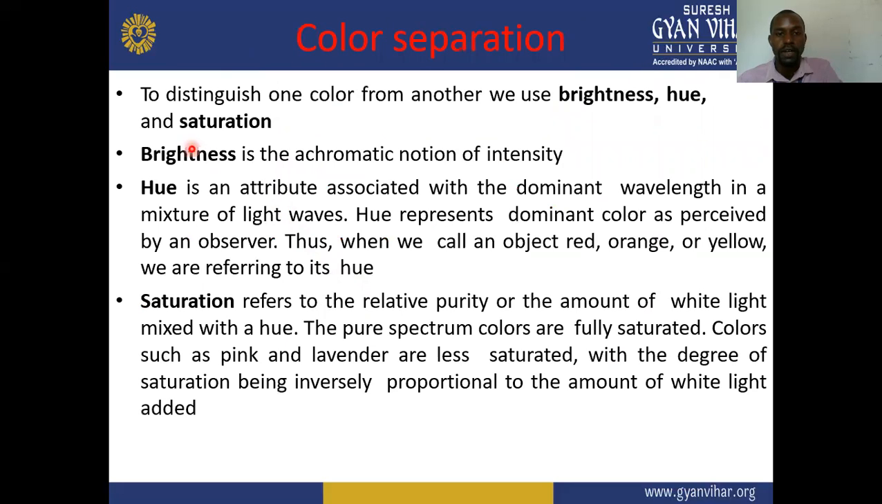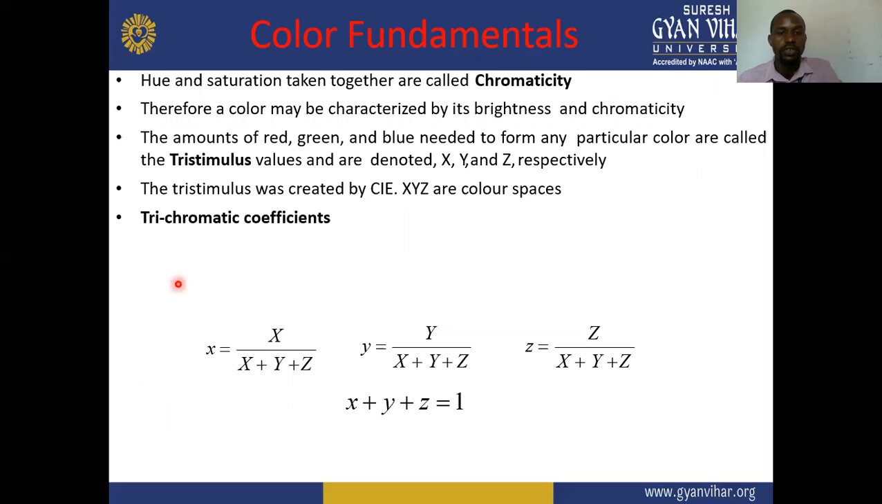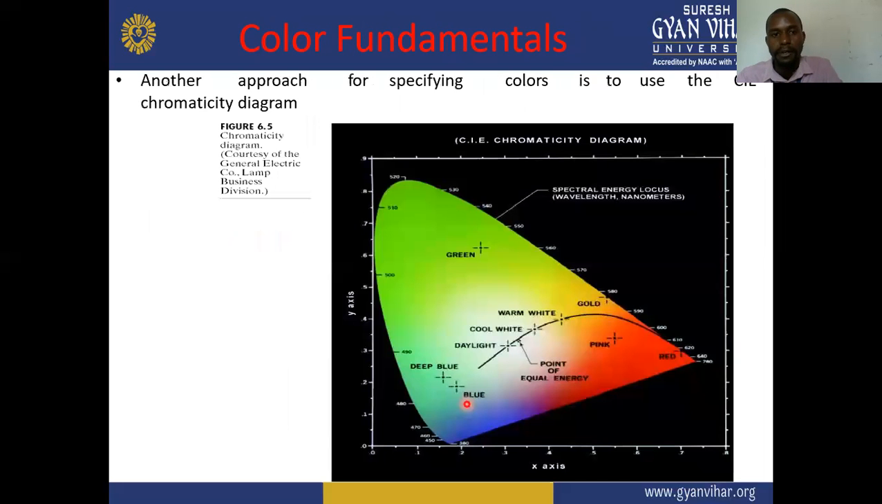Next, we have talked of color separation, and in separation, 3 parameters come into discussion. That is brightness, hue, and saturation. So hue and saturation, all together, are referred to as chromaticity. And for that case, we can create a tri-stimulus that is decided by the International Commission on Illumination, and that is now referred to as the trichromatic coefficients, and the total of these coefficients is given by 1.